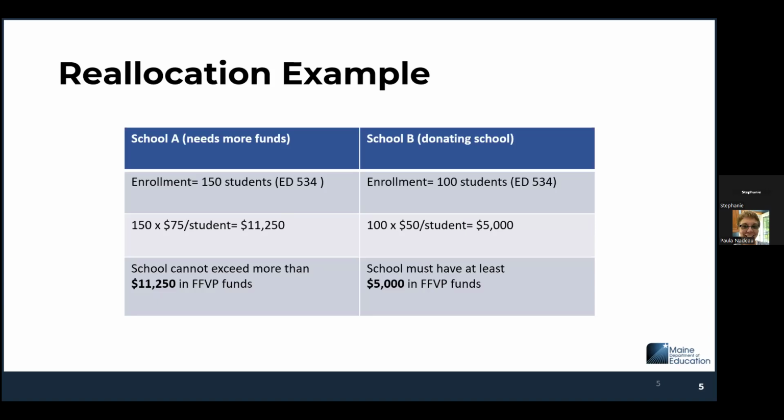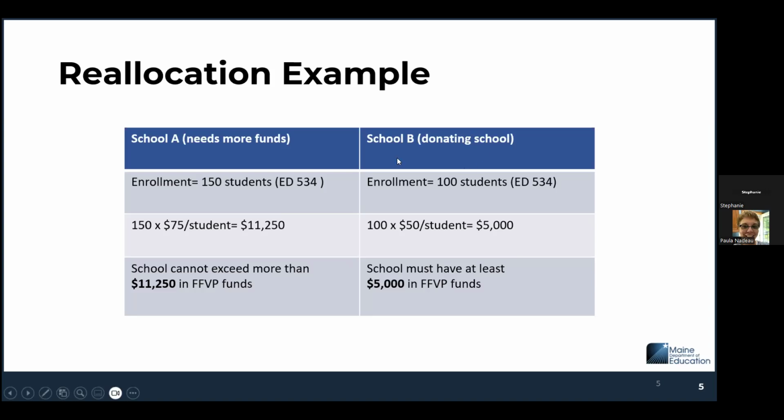Let's say school A needs more funds. Maybe they serve 5 days a week. They offer prepackaged produce, so they're finding that they're using more of their money. So I'll take a look at enrollment. The enrollment is 150 students, and this is based on the ED 534 report. Then we take 150 students times 75, which gives us 11,250. That means that school cannot exceed more than 11,250 in FFVP funds.